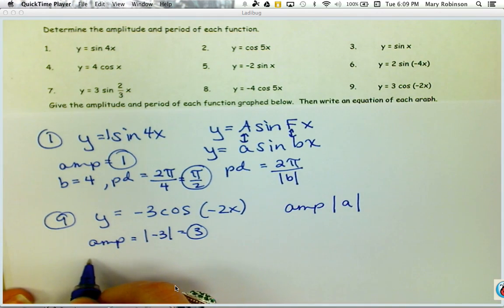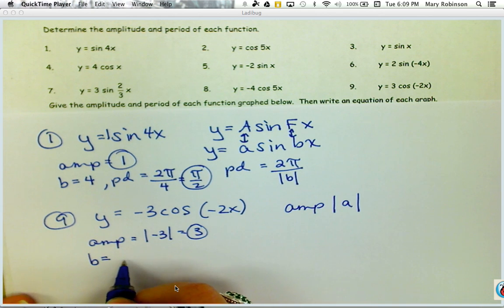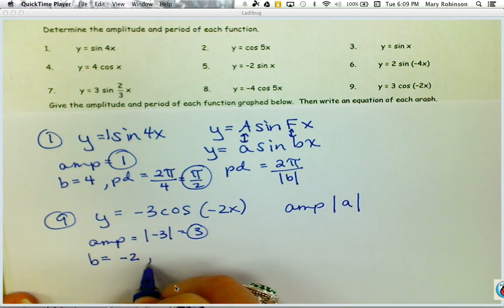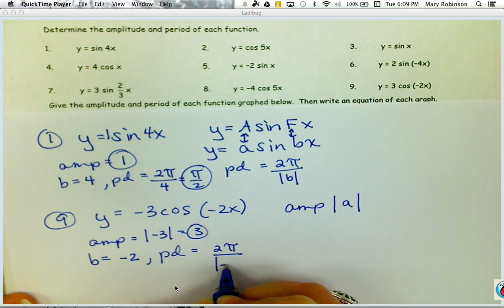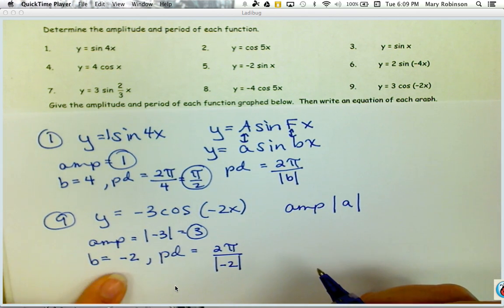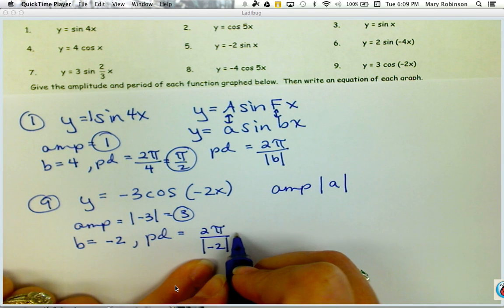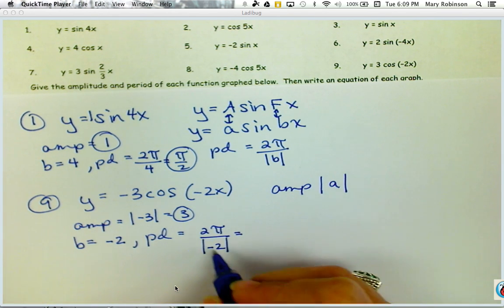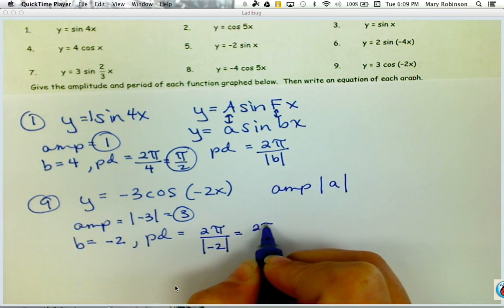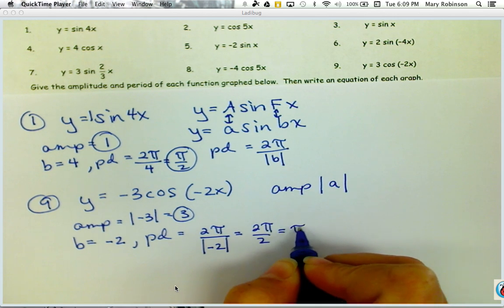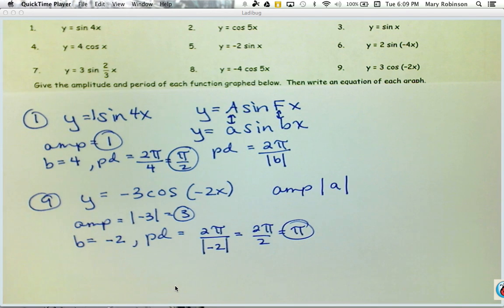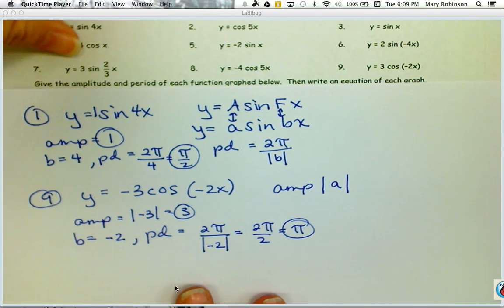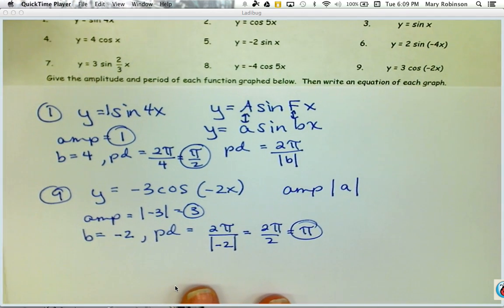To find the period, we need to identify our b value as -2, remembering that your period is 2 pi divided by the absolute value of that b value. So if it's negative, just use positive. So 2 pi divided by 2 would just give us a period of pi. All right, so you'll continue likewise to finish all the other ones, 2 through 8.